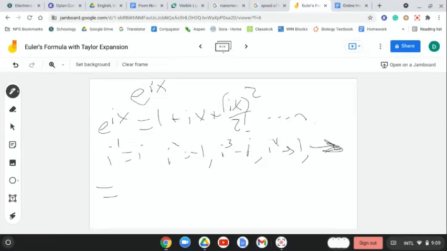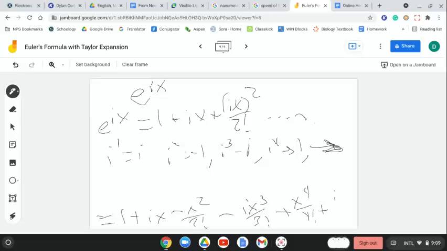What you're going to end up getting is, I'm going to write it all the way on the bottom so I have more space, 1 plus ix minus x squared over 2 factorial minus ix cubed over 3 factorial, and then plus x to the 4th over 4 factorial plus ix to the 5th over 5 factorial, and this pattern repeats forever. All right, so that's e to the ix.